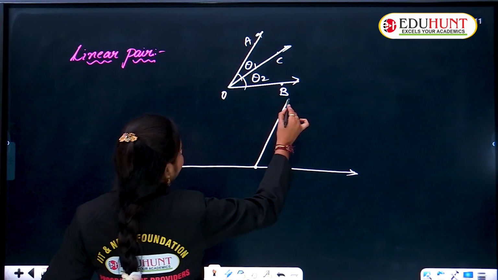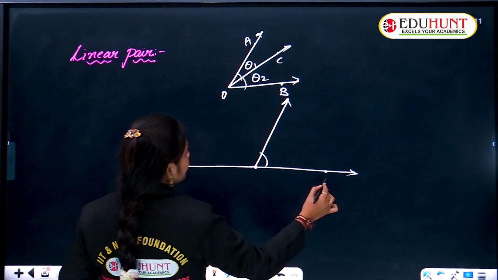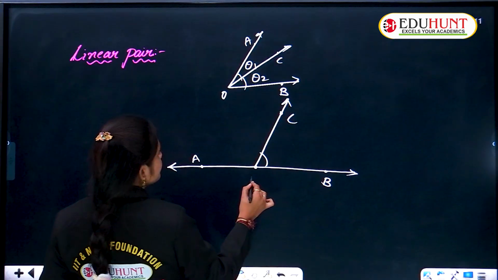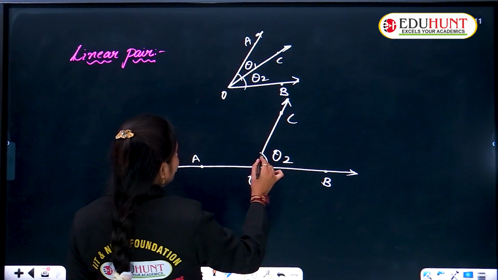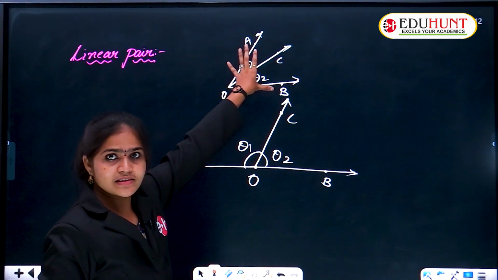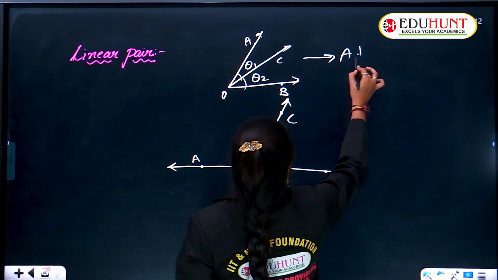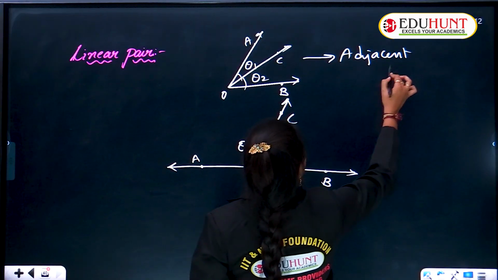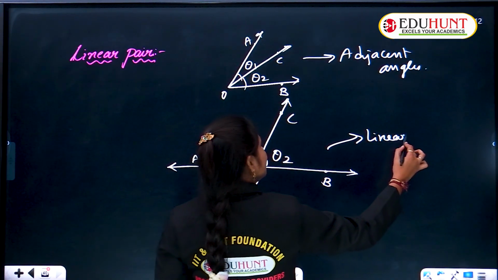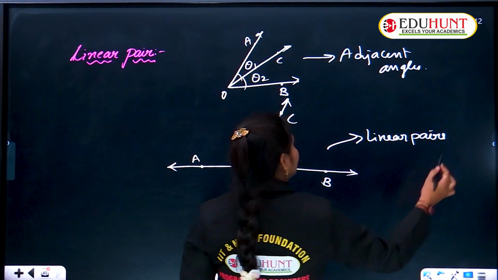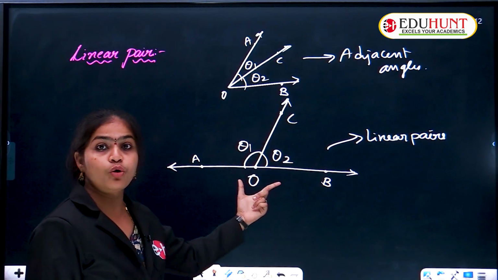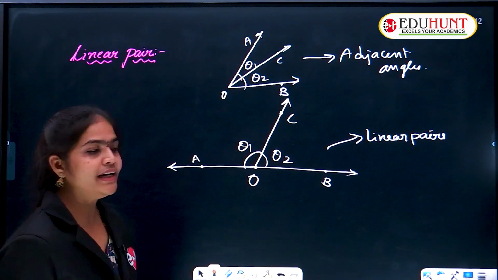OB, OC, OA. This is O. This is theta 2 and this is theta 1. Understood? These two are adjacent angles. And this is a linear pair. So what about the linear pair? A linear pair means two adjacent angles formed by two opposite rays.